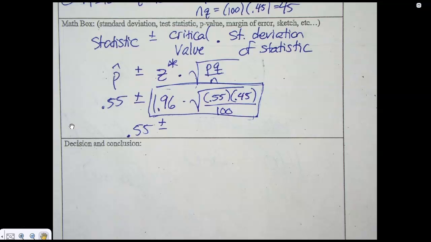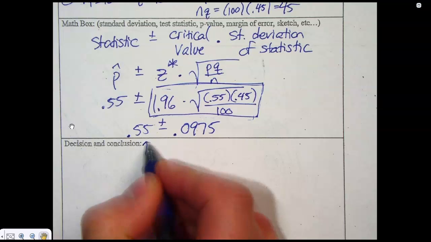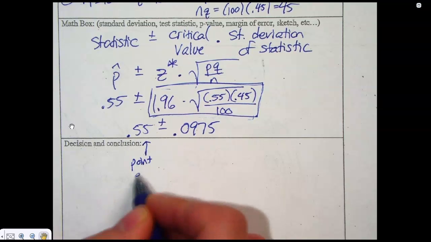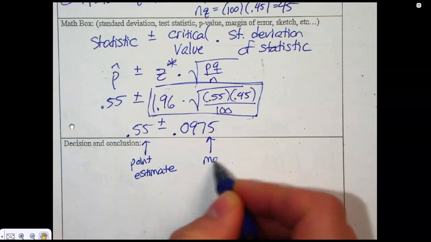See how it goes. I got 0.0975. Yes. I was worried you might have rounded on the way there, which would have put us at a different answer. Are you guys getting 0.0975? All right. So this is called your point estimate. This is called your margin of error.